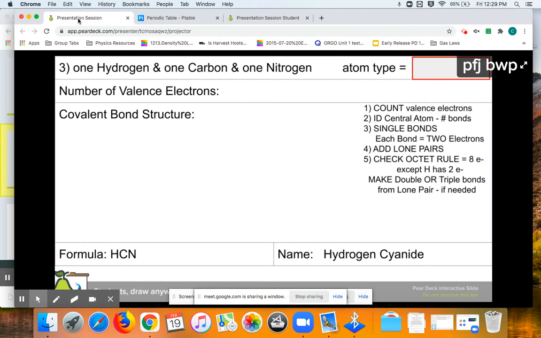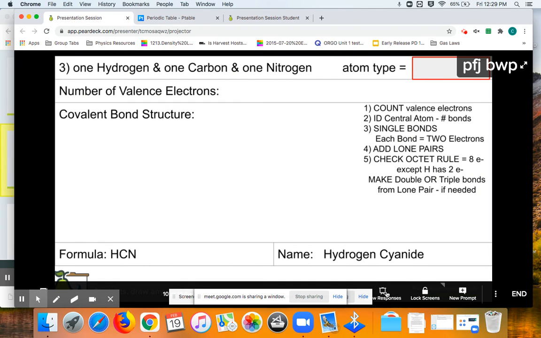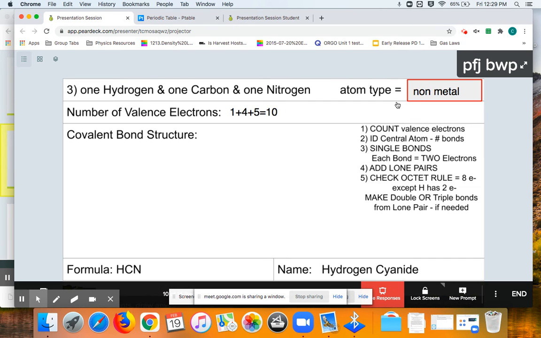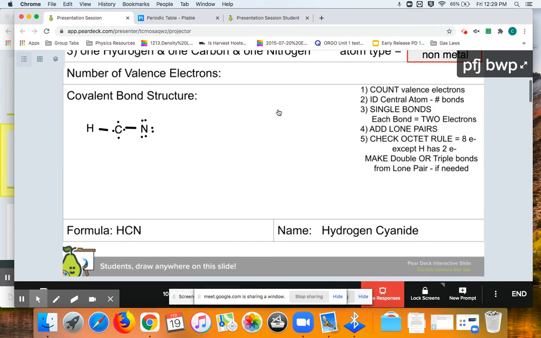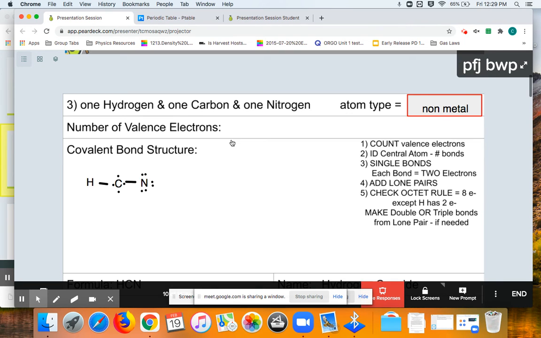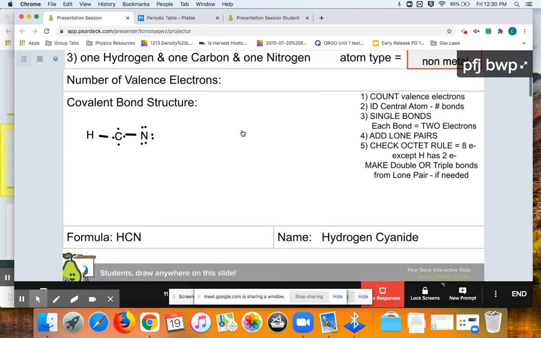And I'm going to show some of your answers just so we see. So non-metal, yes. And then 1 valence electron is in hydrogen, 4 is in carbon, and there's 5 in nitrogen, which gives us a total of 10. So don't skip to this yet because you don't know how many to place until you know how many you should have. Does that make sense for this person?